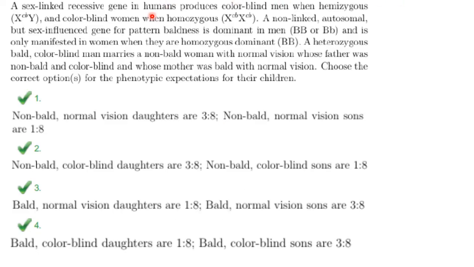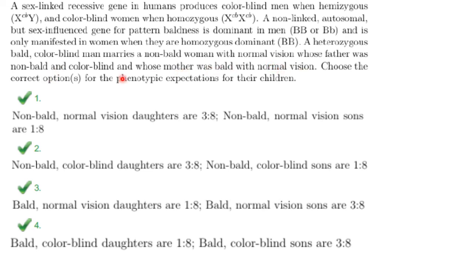Now, a sex-linked recessive gene in humans produces color-blind men when hemizygous, that is X^CB Y, and color-blind women when homozygous. A non-linked autosomal but sex-influenced gene for patterned baldness is dominant in men and is only manifested in women when they are homozygous dominant. A heterozygous bald color-blind man marries a non-bald woman with normal vision whose father was non-bald and colorblind and whose mother was bald with normal vision.